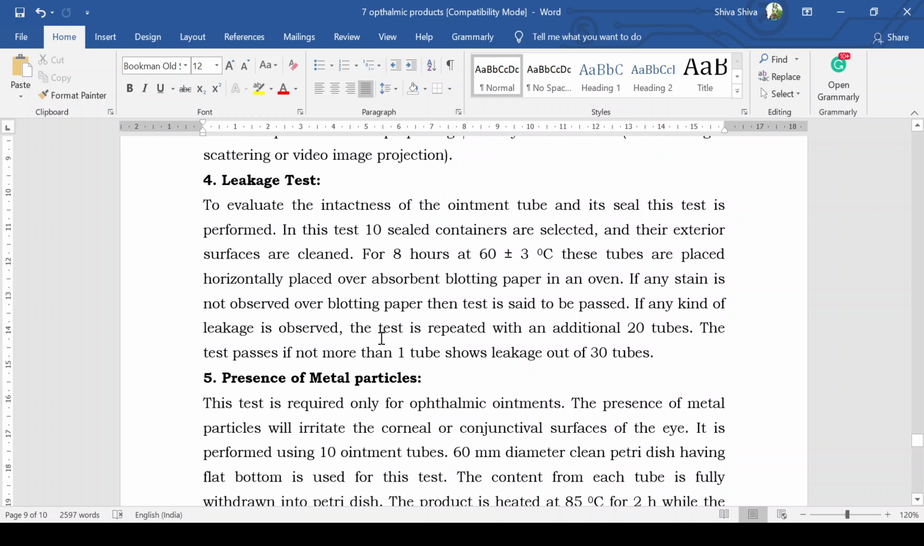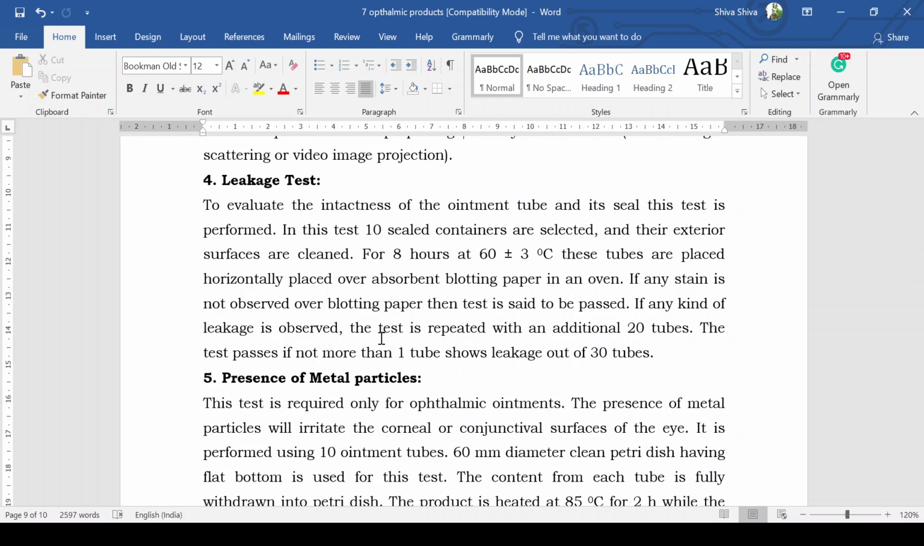The leakage test. The leakage test is carried out to evaluate if there is any kind of leakage in the product container. To evaluate the tightness of the ointment tube and its seal, this test is performed. In this test, 10 sealed containers are selected and their exterior surfaces are cleaned. For 8 hours at 60 plus minus 3 degrees Celsius, these tubes are placed horizontally over absorbent blotting paper in an oven. If no stain is observed over the blotting paper, then the test is said to be passed.